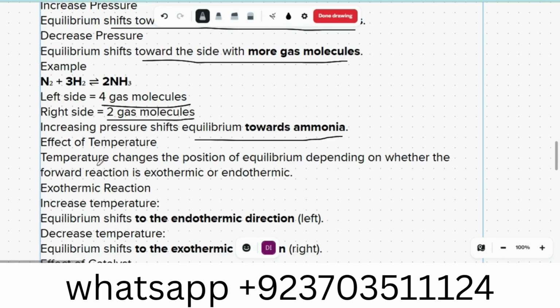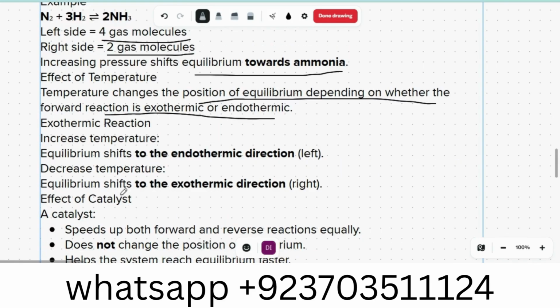Effect of temperature: temperature changes the position of equilibrium depending on whether the forward reaction is exothermic or endothermic. If the reaction is exothermic and we increase the temperature, the equilibrium shifts in the endothermic, left direction. Decrease temperature, the equilibrium shifts to the exothermic reaction.